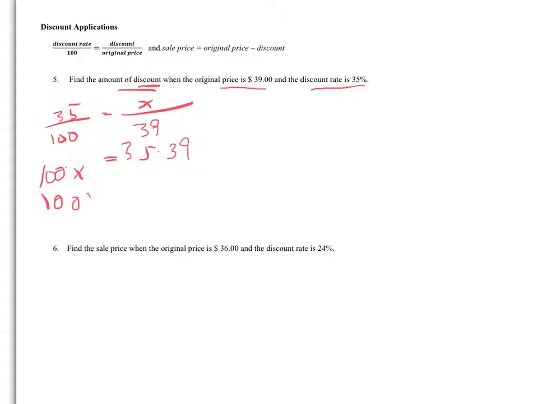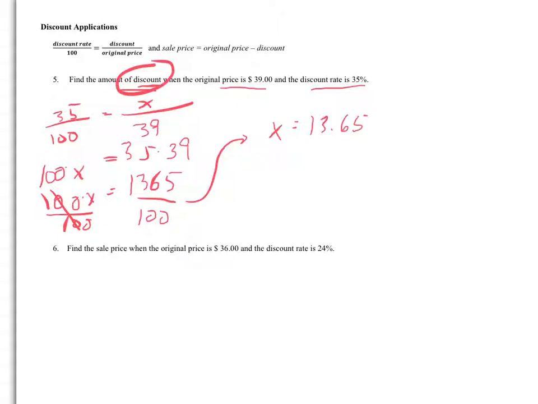Multiplying 35 and 39, that should give us 1,365. And then we can divide through by 100, coming up with x equals 13.65. And so that 13.65 is the amount of discount. So there is a discount of $13.65.